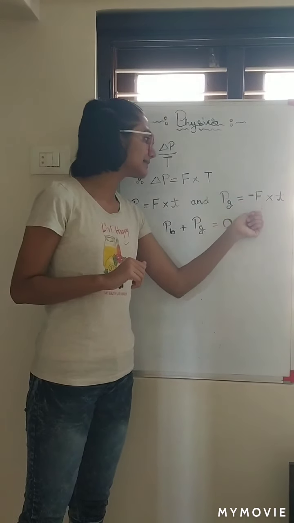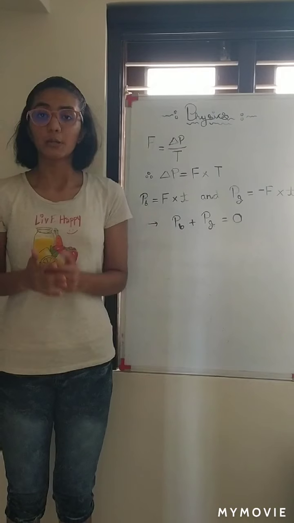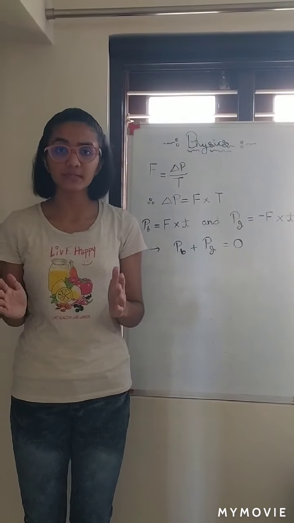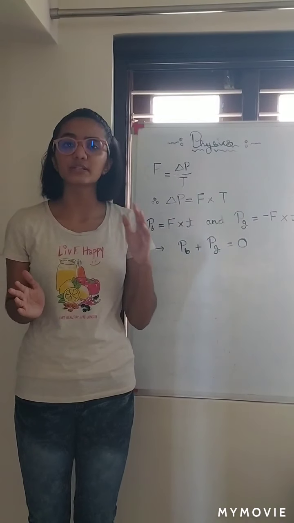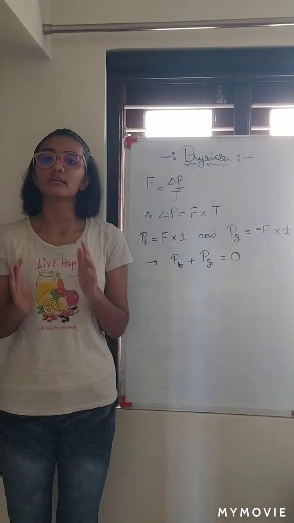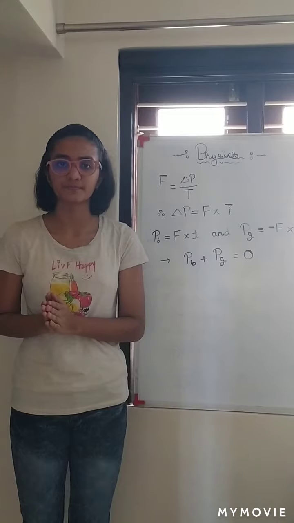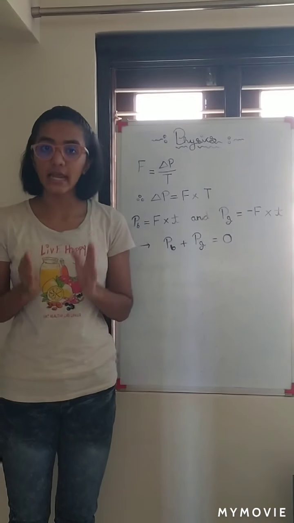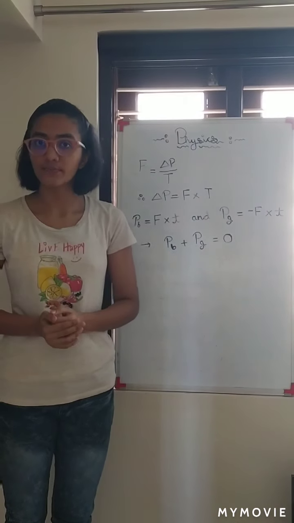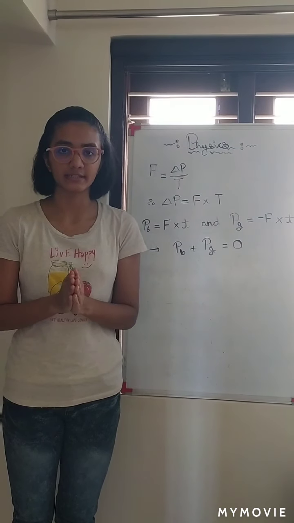Adding the first and second equations, we get PB + PG = 0. The initial momentum of the system is also 0. This means that initial momentum equals final momentum, so the total momentum is conserved. This fact is known as the law of conservation of momentum, according to which, when the net external force on a system of objects is 0, the total momentum of the system remains constant.